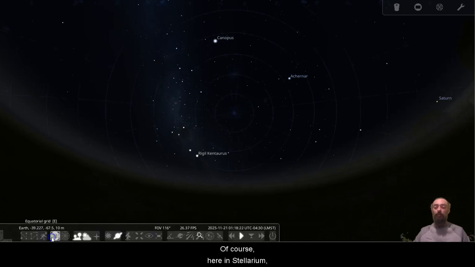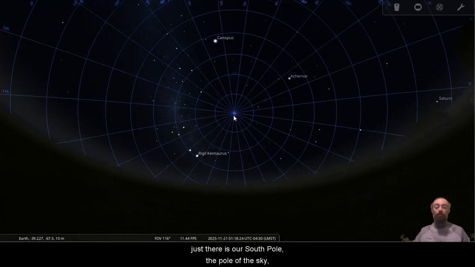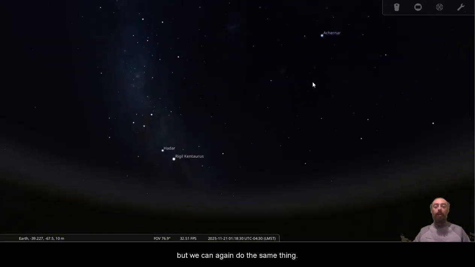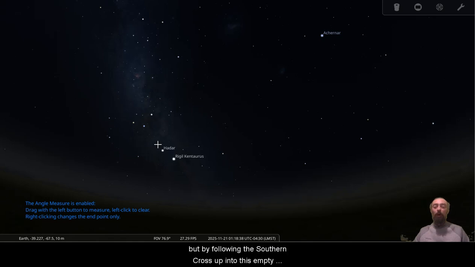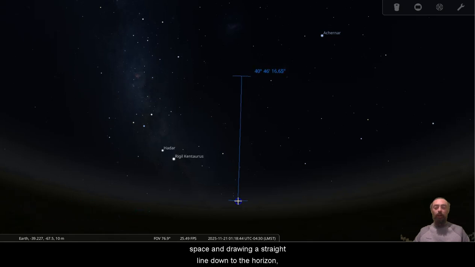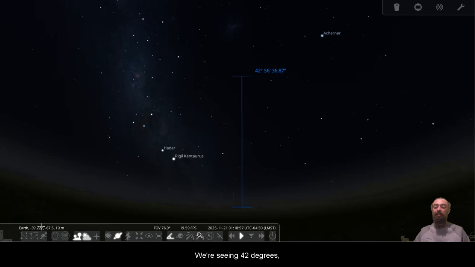Of course, here in Stellarium, we have grids that can help us. Just there is our South Pole, the pole of the sky. But we can again do the same thing. Now, looking down here on the toolbar, I already know how many degrees latitude we have, but by following the Southern Cross up into this empty space and drawing a straight line down to the horizon, we shouldn't be too far off. We're a lot further off than we were in the northern hemisphere. That's because there isn't really a North Star to click on. I can't be quite as accurate. We're seeing 42 degrees. This is saying 39 degrees, so we're off by about 3 degrees.